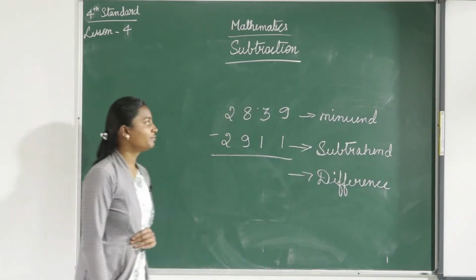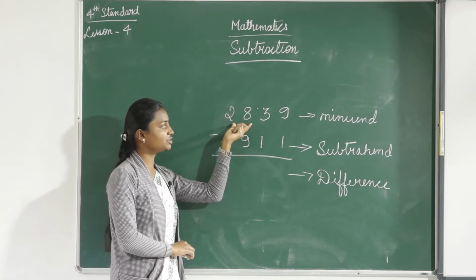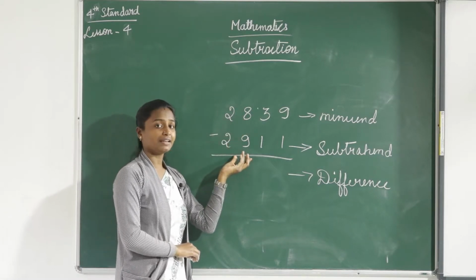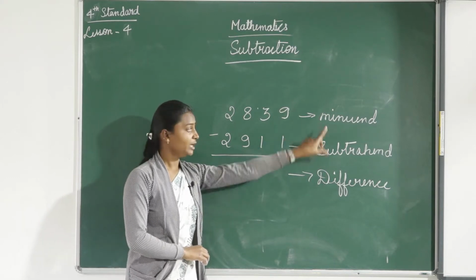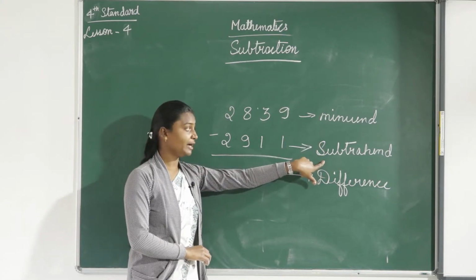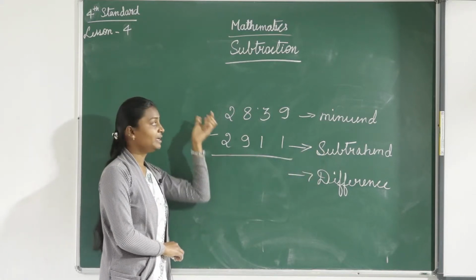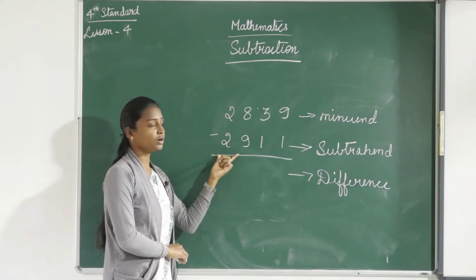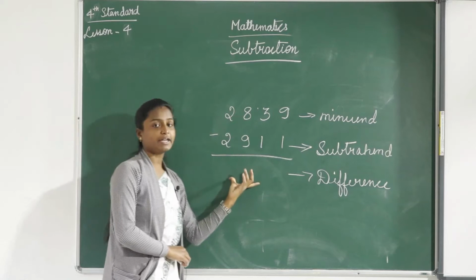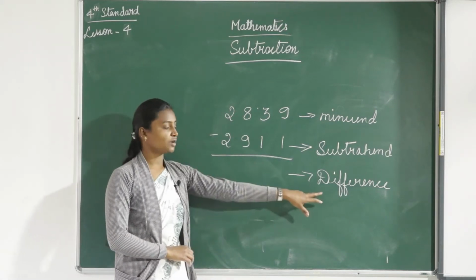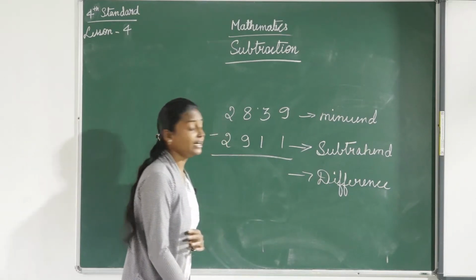So what is the meaning of minuend? Minuend is nothing but the greater number or bigger number from which you are going to subtract another number, that smaller number. And what is the meaning of subtrahend? Subtrahend is the number which is going to be subtracted from the greater number. And the difference is the answer you get after subtracting. So this is about minuend, subtrahend and difference.